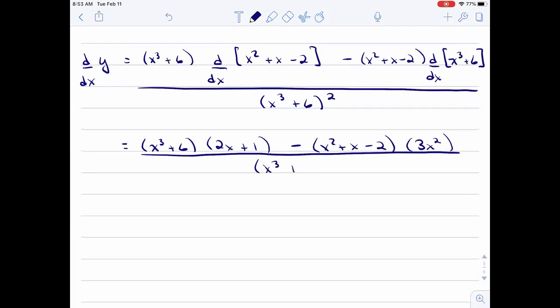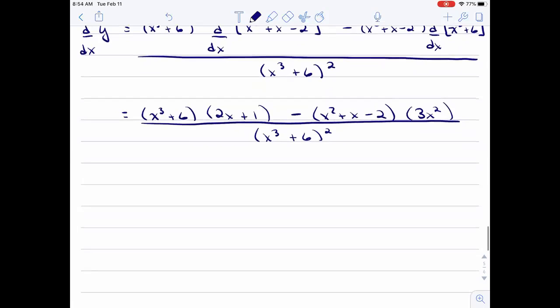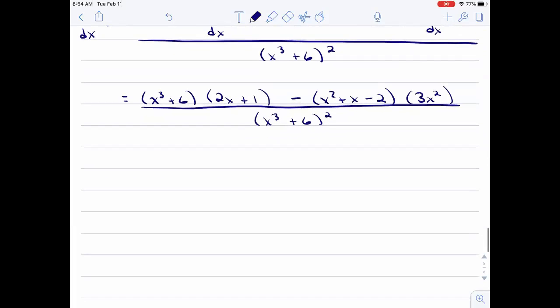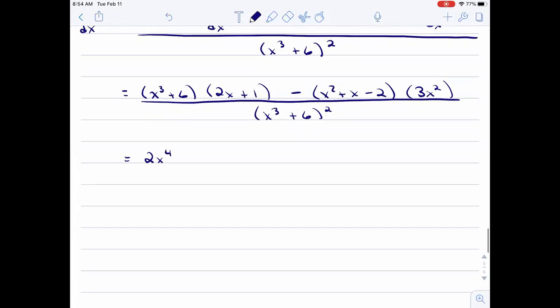Over x to the 3 plus 6 squared. We'll focus on the numerator, right? Because it looks like maybe some things might cancel out if we just expand and simplify. So let's do that. So I've got 2x to the 4th. Make sure I don't skip around here.